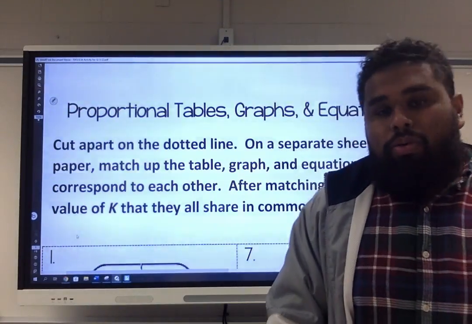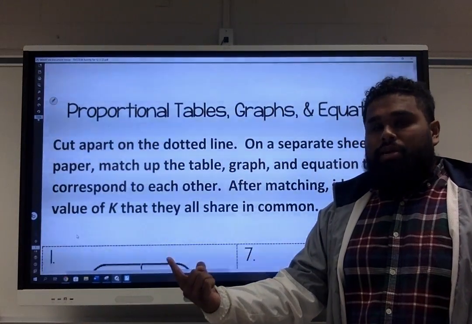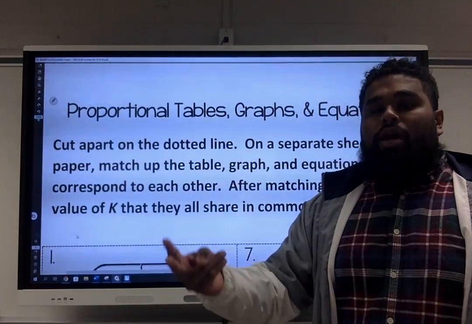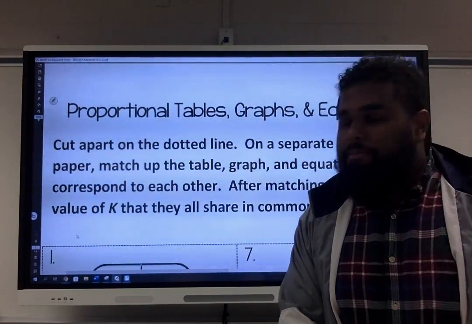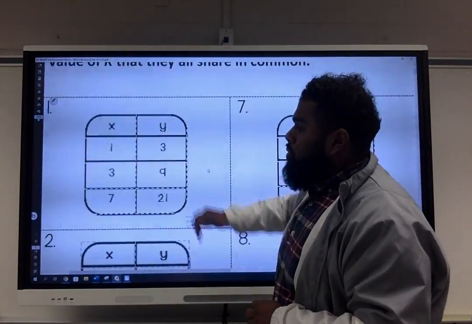Now what you're going to do is go through the table, create the equation from the table, and match that table to its graph. After you have all those three, you're going to put it in your recording sheet and then move on to the next question. Okay? So I'm going to explain what I mean by doing table number one with y'all.